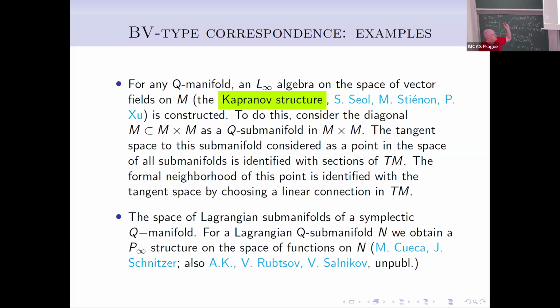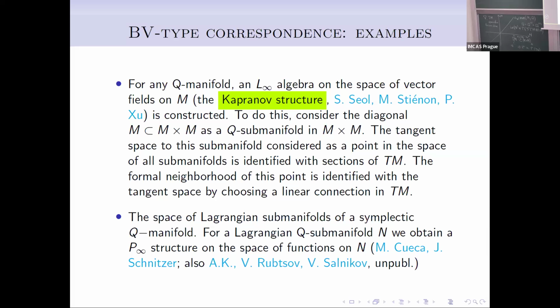So if you have a symplectic Q manifold, such that it's a symplectic supermanifold, a graded supermanifold with a Q structure which is Hamiltonian, then we can look at the same question. We want to characterize Lagrangian submanifolds, which are also Q submanifolds. And then how to characterize them? We use a kind of similar picture.